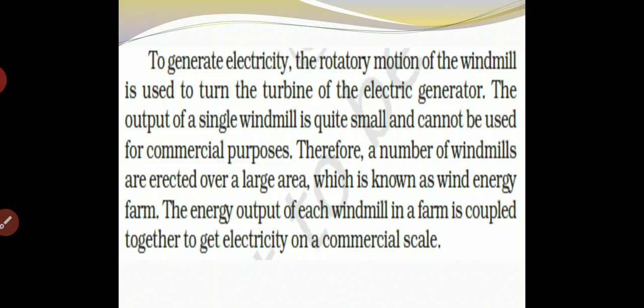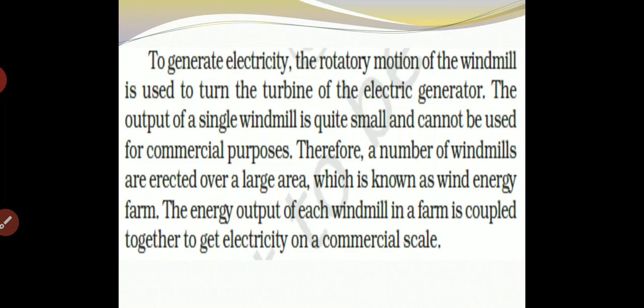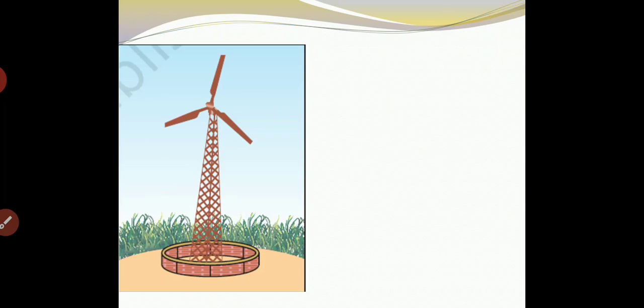For the generation of electricity, the rotatory motion of a windmill is used to turn the turbine of an electric generator. In the electric generator, electricity is generated.